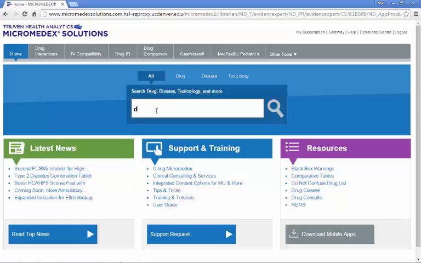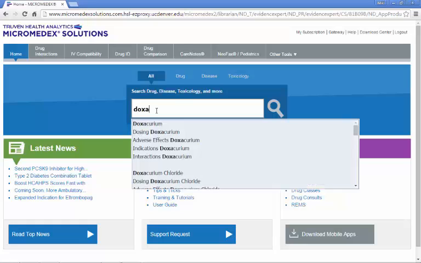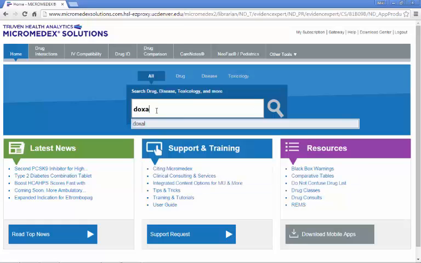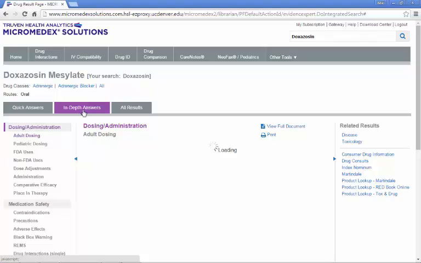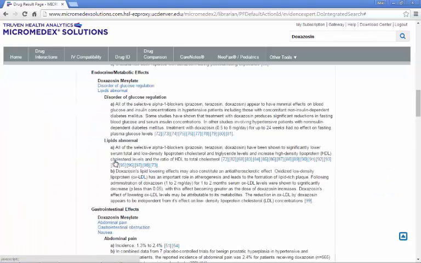Then I would go back and I would type in doxazosin. Again, I would go to the detailed drug monograph, adverse reactions, endocrine, and I don't see anything listed here.